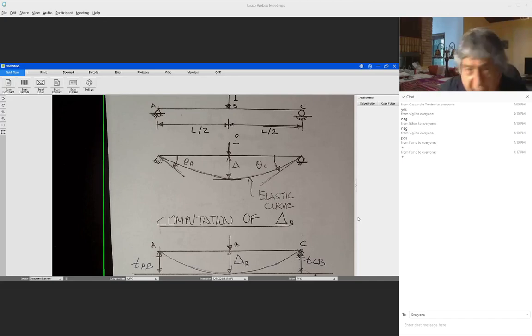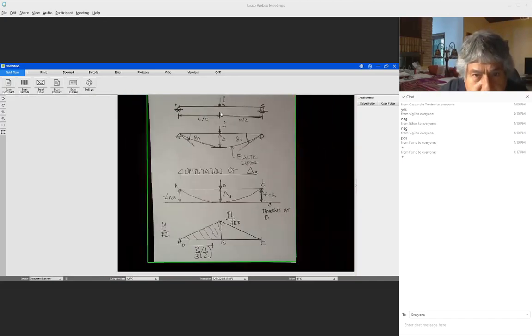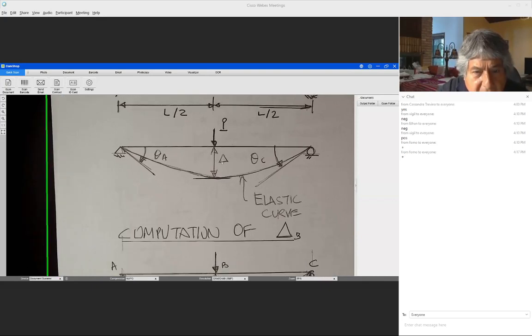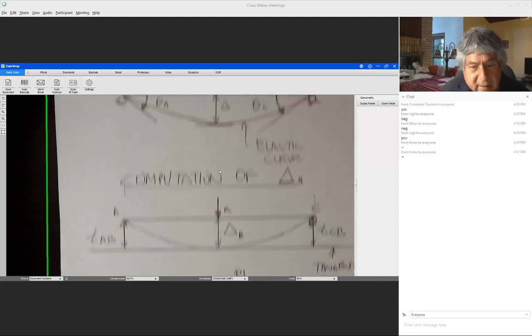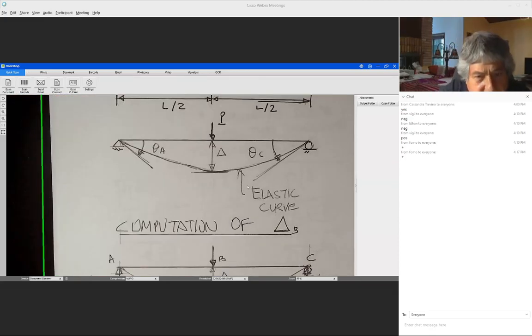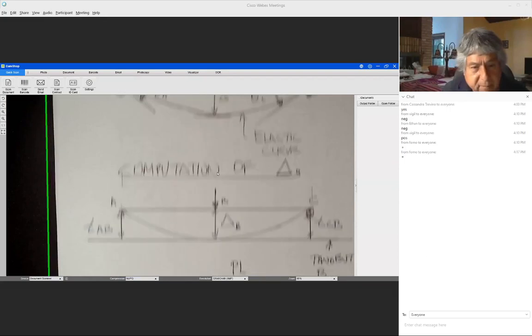I'm going to compute the deflection. I already computed theta A and theta C. To compute the deflection in this method, we use a tangent. I'm going to put a tangent through this point, and the tangent at this point is a horizontal line, exactly because of symmetry.